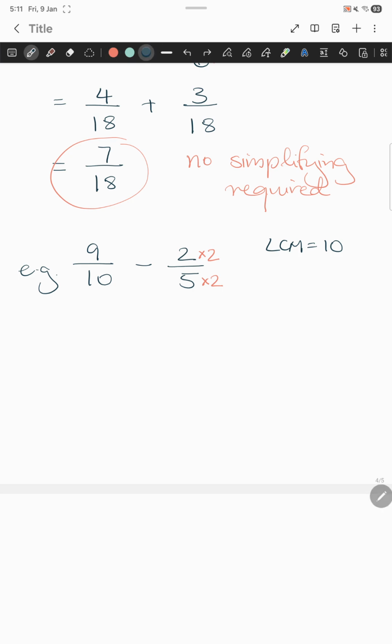So what do we end up with? We end up with 9 over 10 minus 4 over 10. So again, keep the bottom numbers the same, 10, and we subtract the top numbers. 9 minus 4 is 5. All right, and so then again, we can simplify this one, and this turns into 1/2.